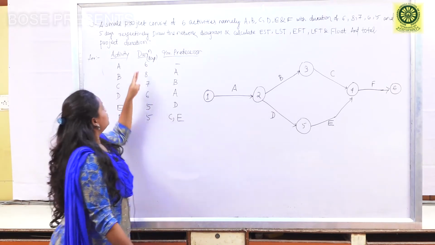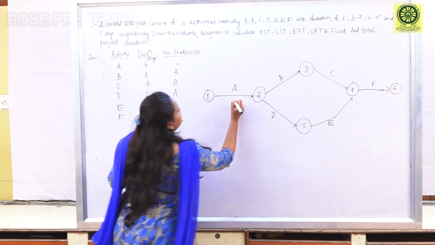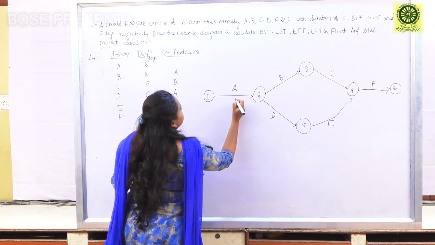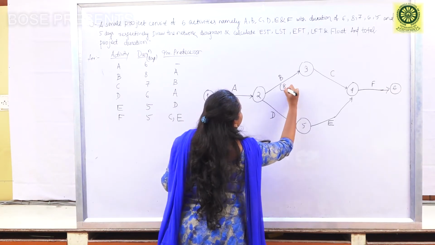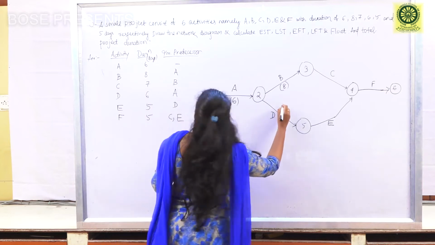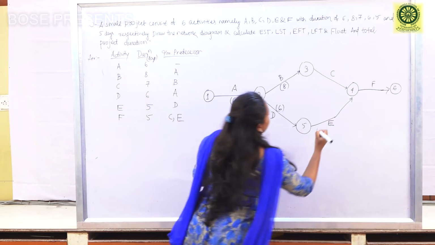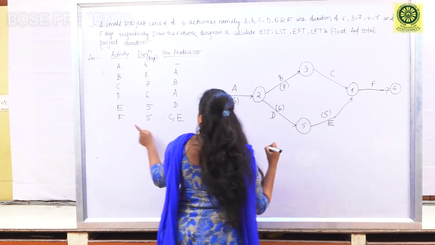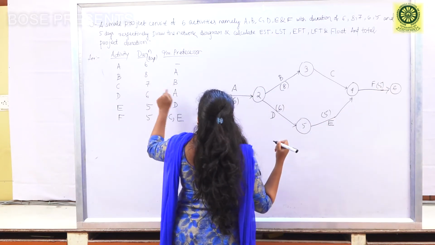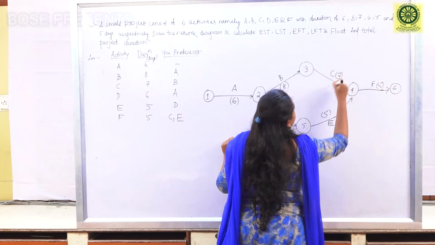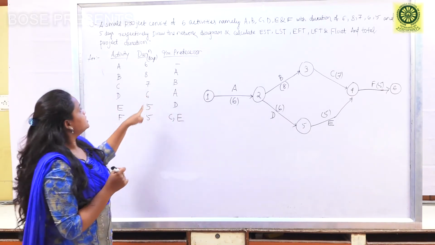Then we have to write the durations below these activities. So write here 6 days. Activity B is completed in 8 days. Activity D is completed in 6 days. Then activity E is completed in 5 days. Then activity F is completed in 5 days. Activity C is completed in 7 days. So this is the network diagram of these activities.